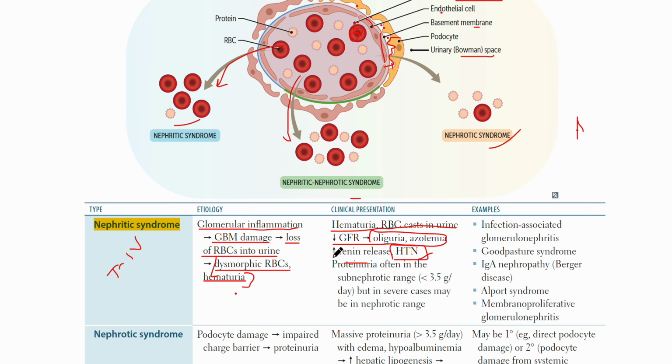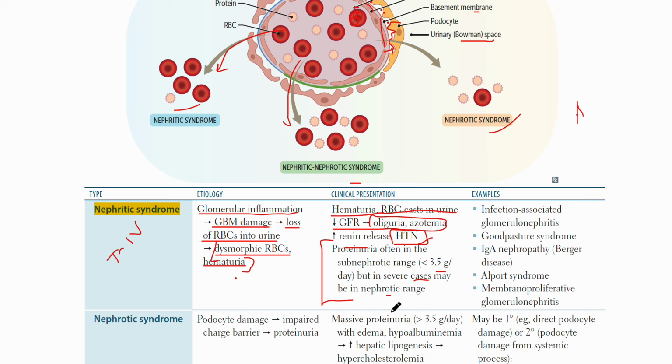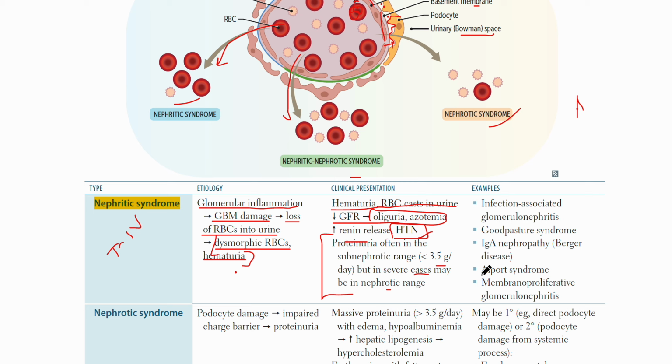And proteinuria is often subnephrotic range, that is less than 3.5 grams per day, which is greater than 3.5 grams per day in the case of nephrotic syndrome, but in severe cases may be in the nephrotic range, because if the glomerular inflammation is maximum, the pore size is maximum, right? So that is why it occurs. The examples are infection-associated glomerulonephritis, as in beta hemolytic streptococcus, so we'll talk about this, and Goodpasture syndrome. Goodpasture syndrome is actually an autoimmune disease, and what happens in this disease is that, as I had talked about earlier, there are autoantibodies present against type 4 collagen.